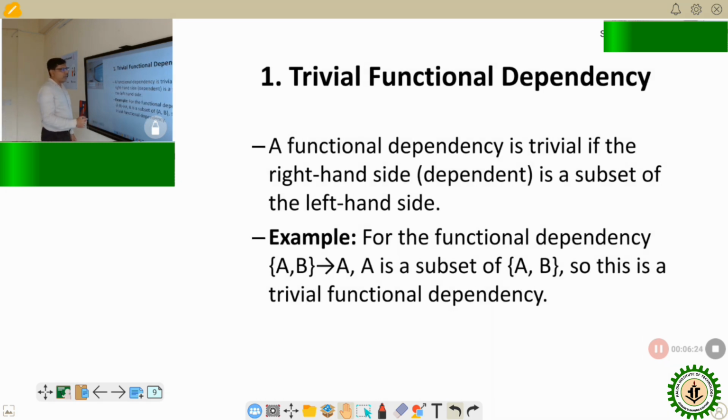The first one is trivial functional dependencies. Here a functional dependency is trivial if the right hand side is a subset of the left hand side. In this example, you have noticed that AB arrow A, so A is a subset of AB. So this type of functional dependency is called a trivial functional dependency because A is a subset of AB.